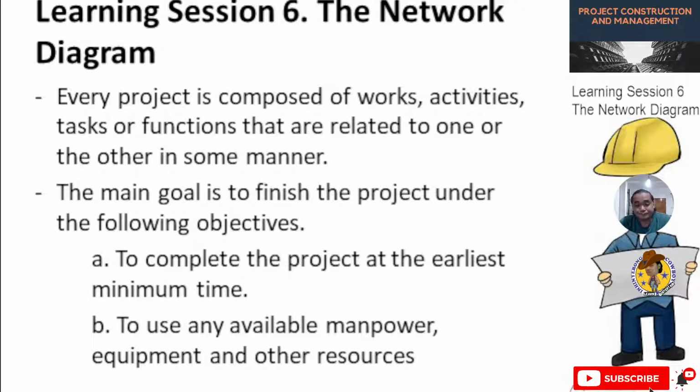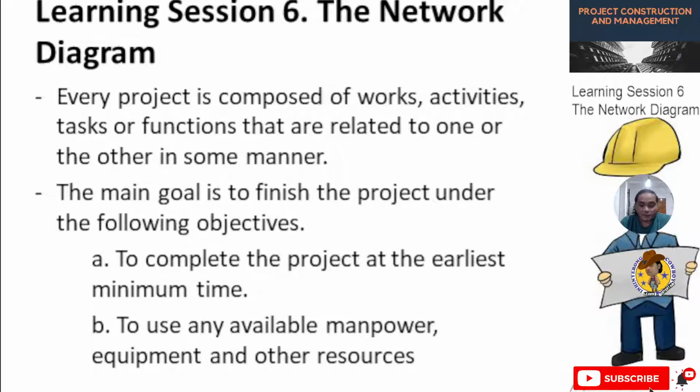Then the main goal is to finish the project under the following objectives. Letter A is to complete the project at the earliest minimum time. What is the purpose of completing a project in minimum time? Basically, to reduce the cost. Remember that one of the golden rules of a civil engineer, guys, is to always be economical. That's one reason why, when we are doing our designs, we need to consider the safety and economy of a certain project.